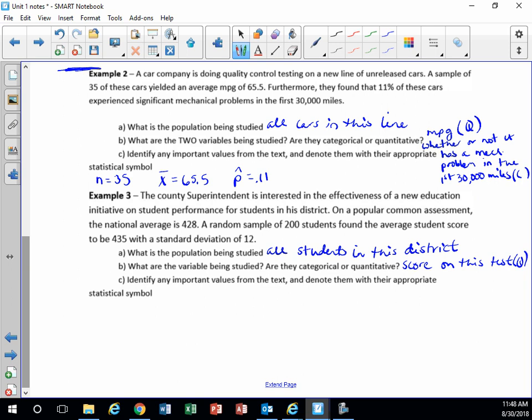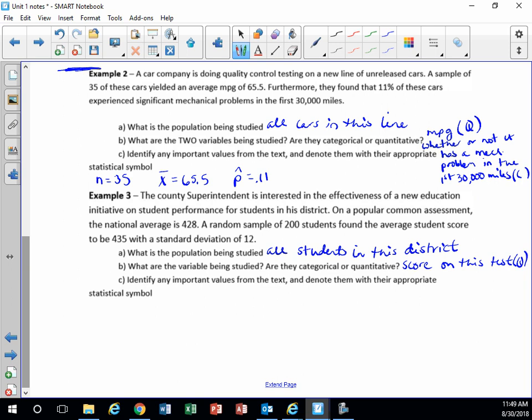Are there any other variables? No, all we're looking at is the score that they're getting on this test, okay? But then we can talk about a lot of different values from this. So, just give me some of them. What do you guys have?